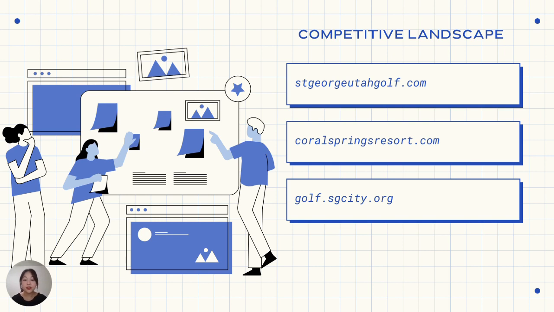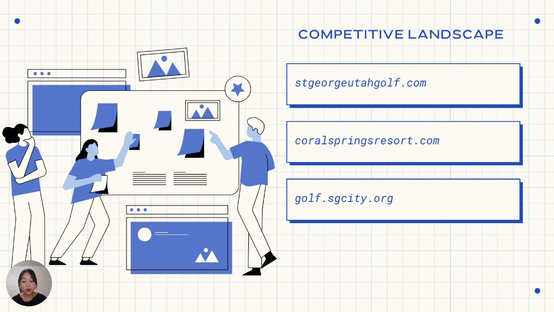In our analysis of our competitive landscape, we took note of our competitors. These are stgeorgeutahgolf.com, coralspringsresort.com, golf.sgcity.org. For stgeorgeutah.com, their website offers information about golf packages in St. George. They also offer booking services for anyone who wants to book golf packages.